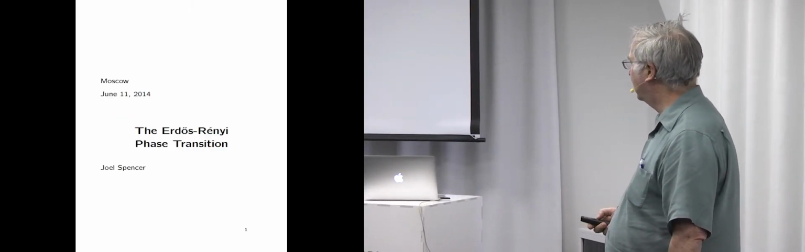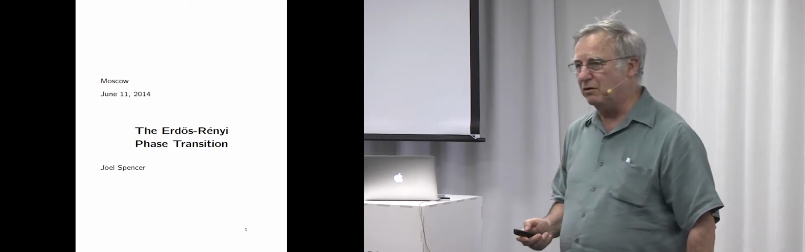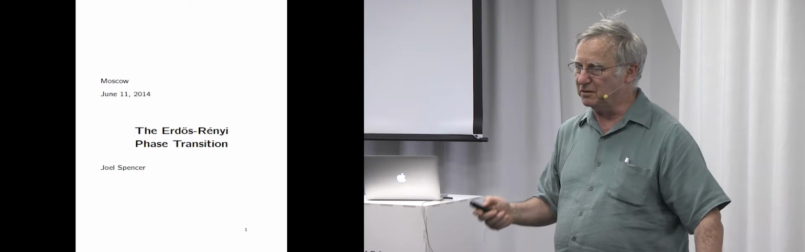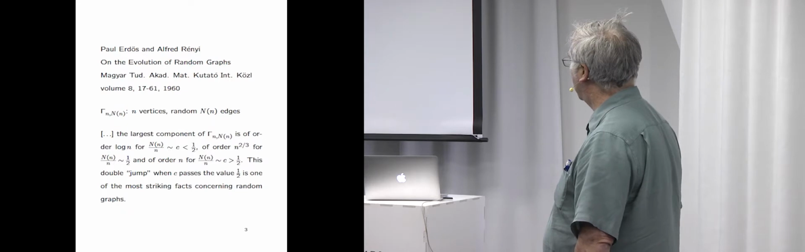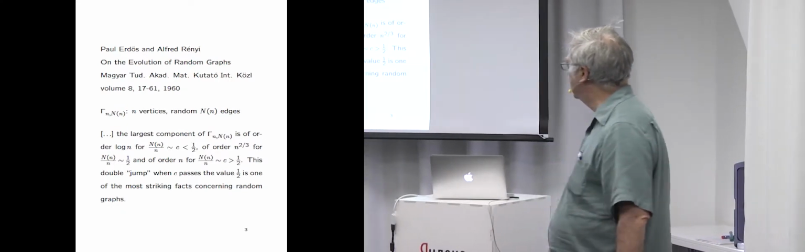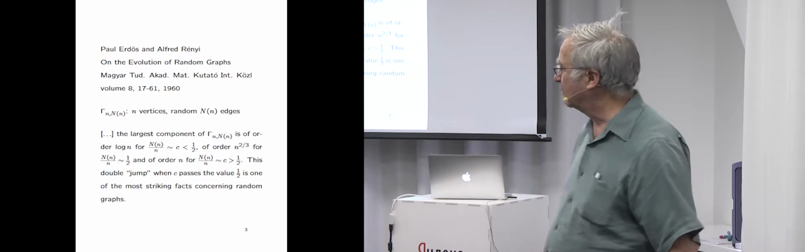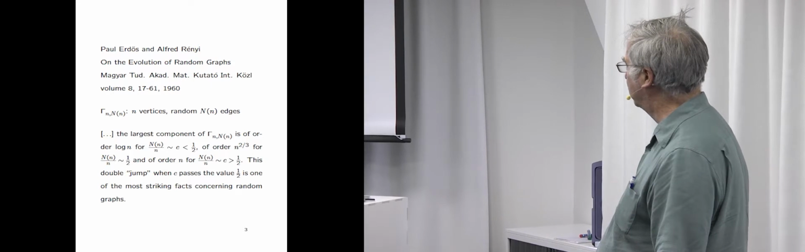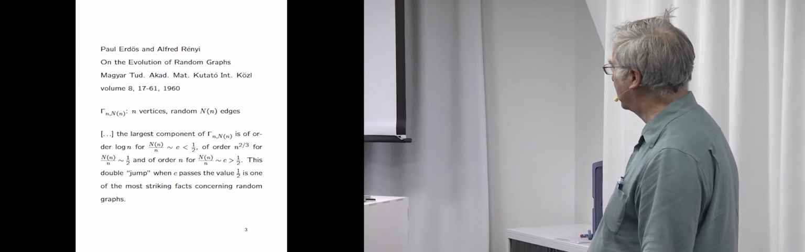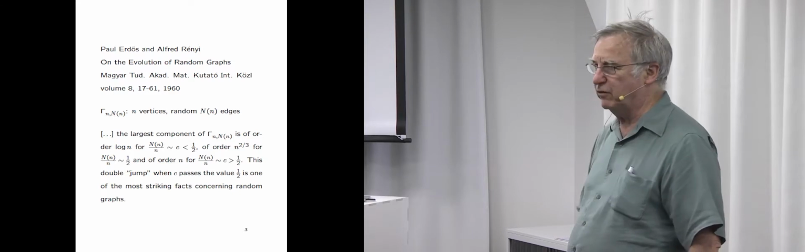So the title is the Erdős-Rényi phase transition, but I will also talk about other phase transitions because this is a very important and very general concept. So let us begin in 1960 with the great paper of Paul Erdős and Alfred Rényi on the evolution of random graphs. In their model, they had a random number of edges, and in our modern language, they saw that there was a phase transition when the number of edges was n over 2.